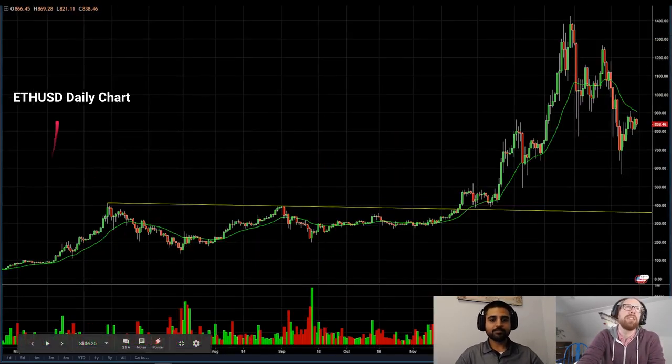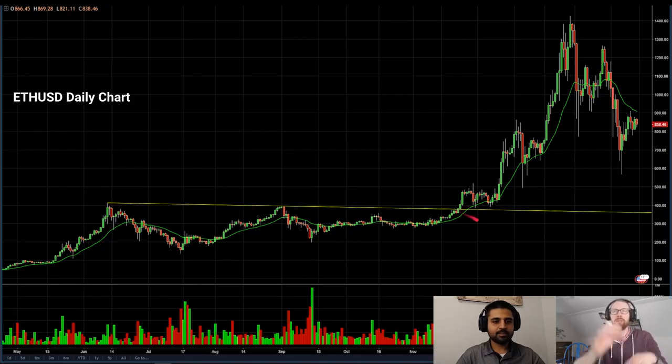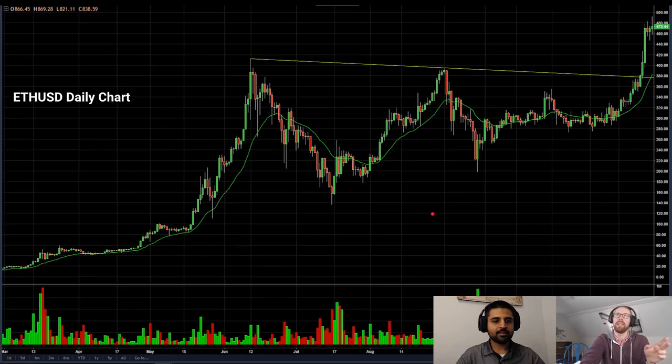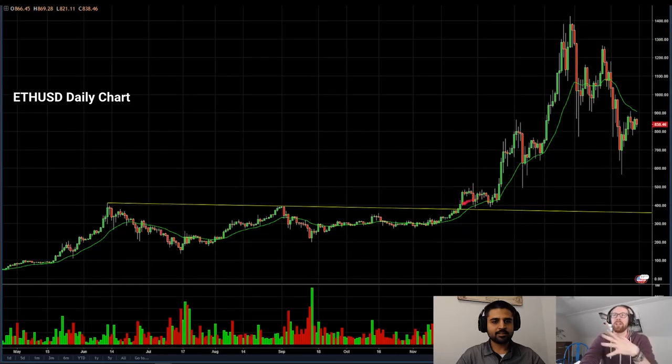All right, so you want to walk us through this Ethereum daily chart? So basically, I'll let you walk us through it, but this is the continuation. This was the chart we were just looking at, where right here was the breakout point, and now we're looking at it a few months later, and this was what that breakout produced.